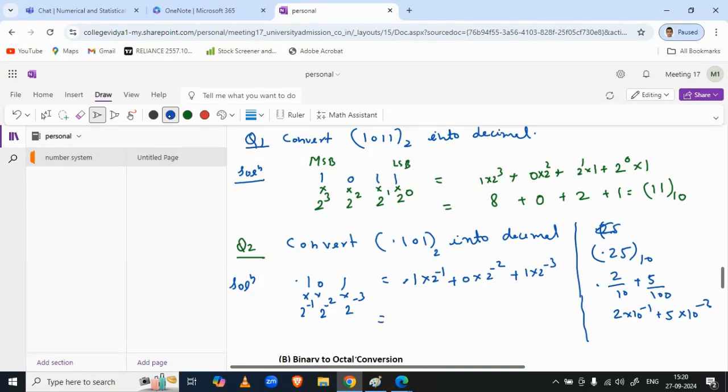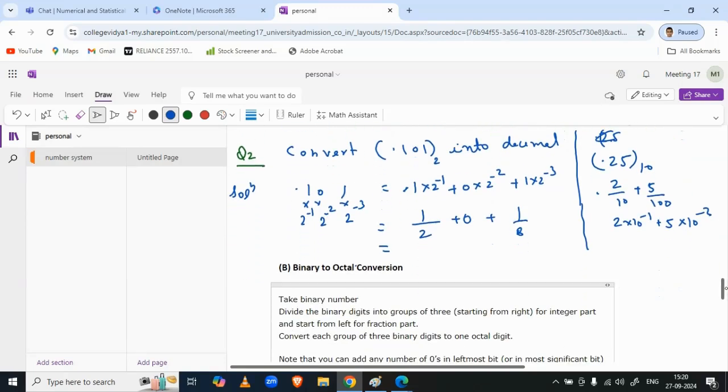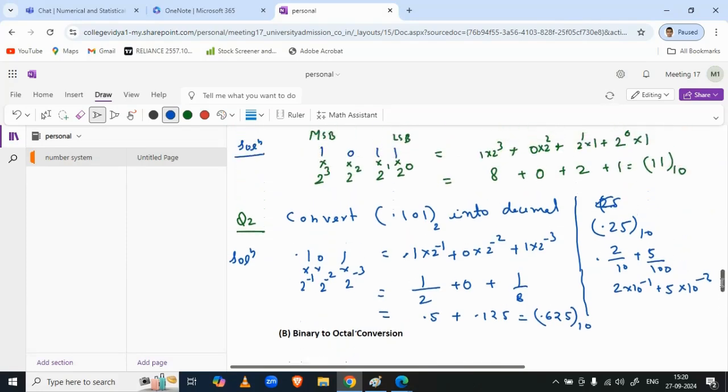So 1 into 2 to the power -1 means 1/2. The middle term will give 0, plus 1/8. So we add all these terms and we get the result. 1/2 plus 1/8 means 0.5 plus 0.125. So it will give 0.625 as a decimal number. So this is the binary to decimal conversion.